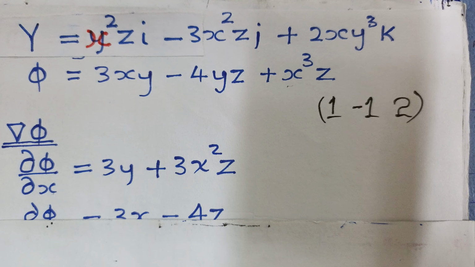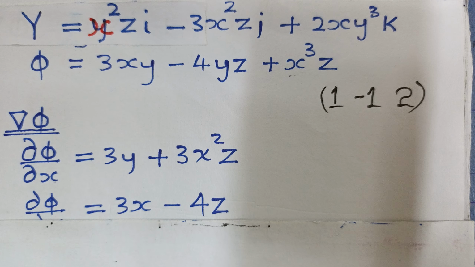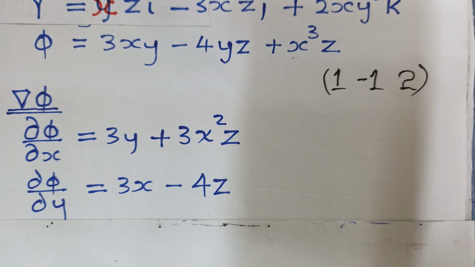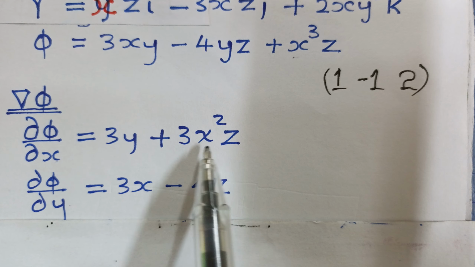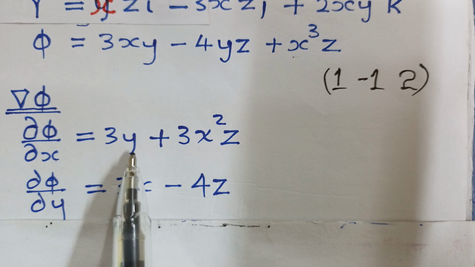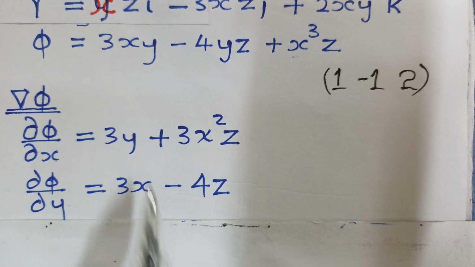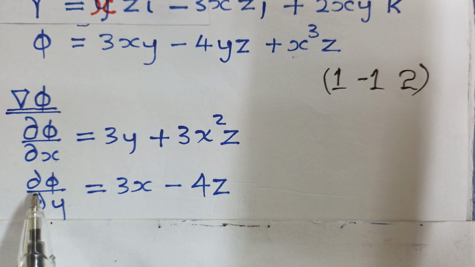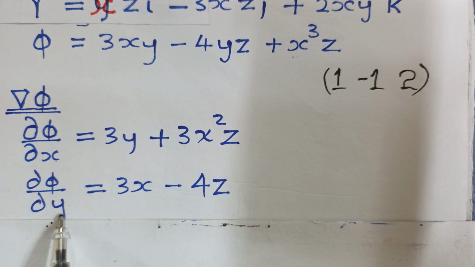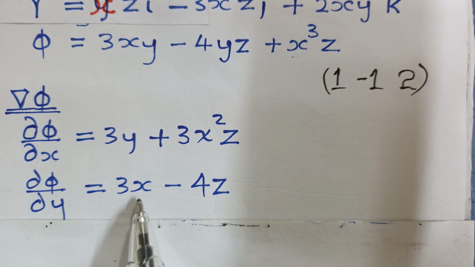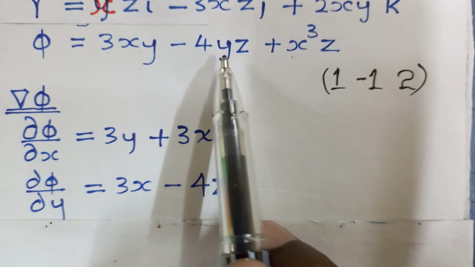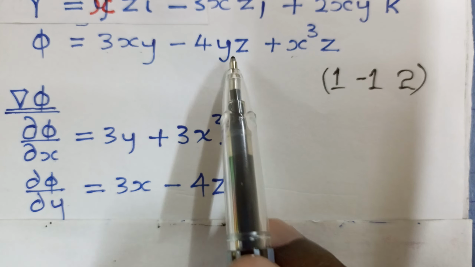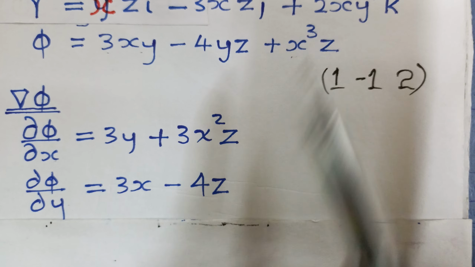We can now replace for our values, but before we do that, we can differentiate with respect to y. Of course, we are going to replace for y, x, and z, but later. We differentiate with respect to y, considering x and z as constant. So the first differentiation is going to be 3x, then minus 4z, and this is going now to be 0.